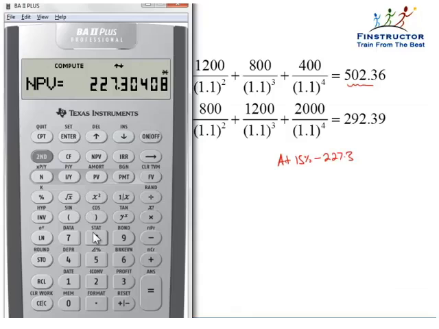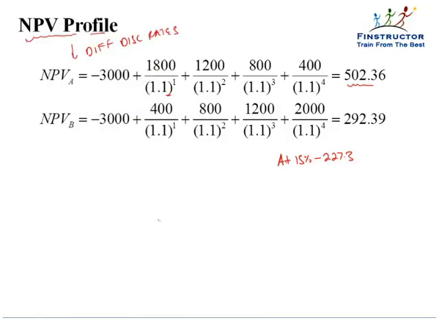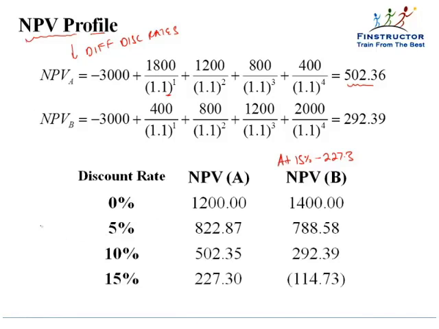If I change it to 5%, that is, I go back to the interest rate, scroll up, press 5 and press enter, scroll down and compute the NPV. It comes out to be 822.87. Similarly, I can do the calculation at different discount rates and plot the NPV profile for the projects.